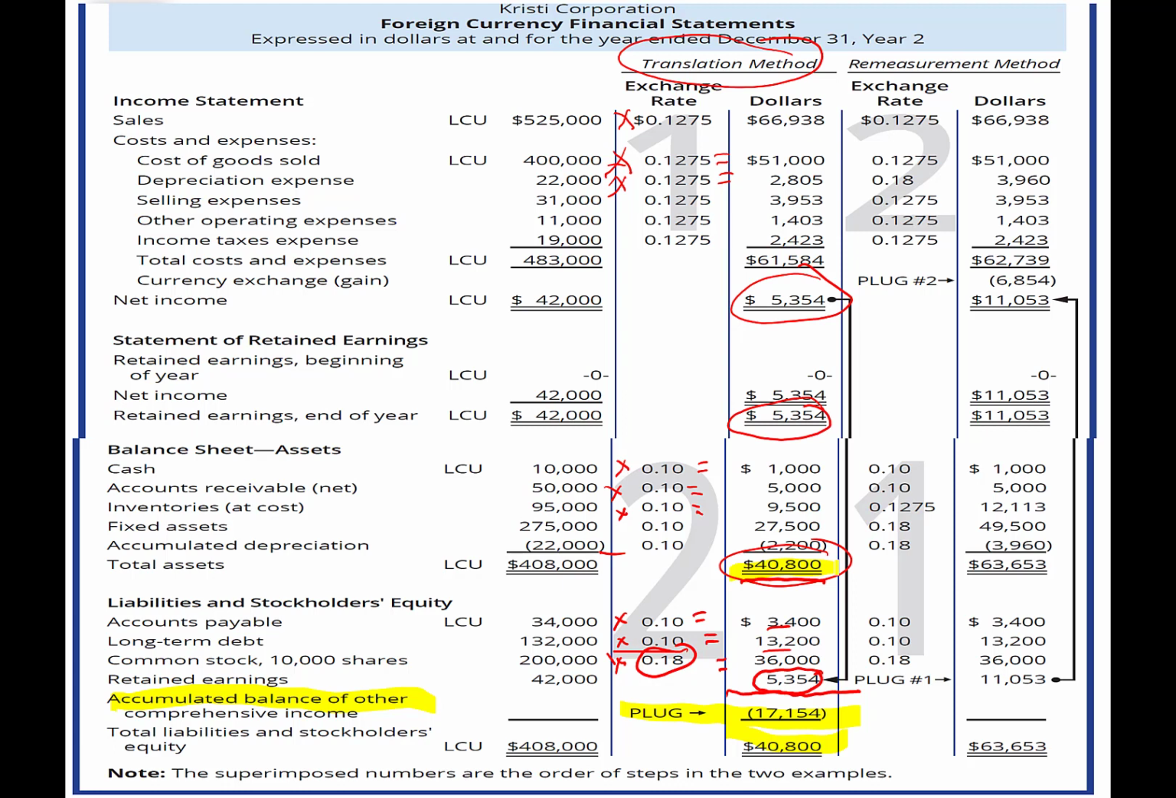Okay, all right, and then again, remember, if we had 3 countries, then we would have first had to remeasure from, say, the pound to the euro, and then if the euro was the functional currency, then from the functional currency we would translate to the US dollar, which is our reporting currency always.